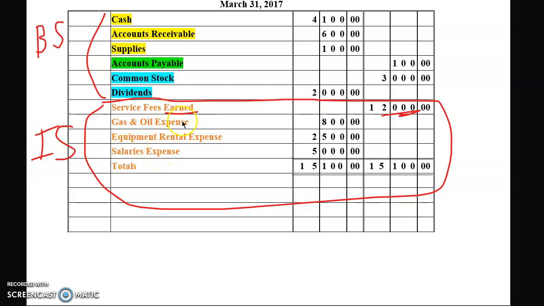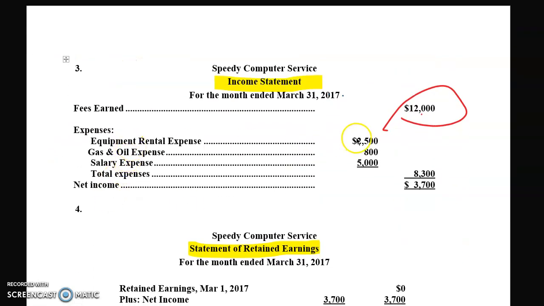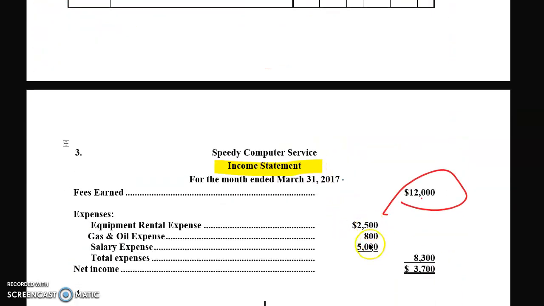All right, so we got revenue, now we got expenses. We got 800, 2,500, and 5,000. Y'all see that? Expenses. And they didn't do them in the same order, but they're there. 800, 2,500, and 5,000. Total them up. Put a line there. That's like a punctuation mark in accounting. It says, okay, we're done with this column. Go ahead and add them up. 2,500 plus 800 plus 5,000 is 8,300. Put a line there. We're done with that column.